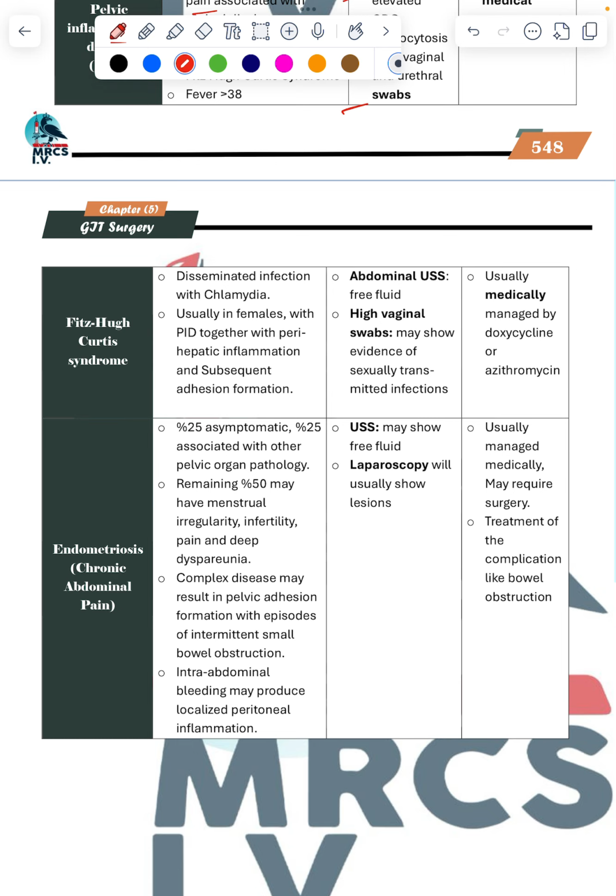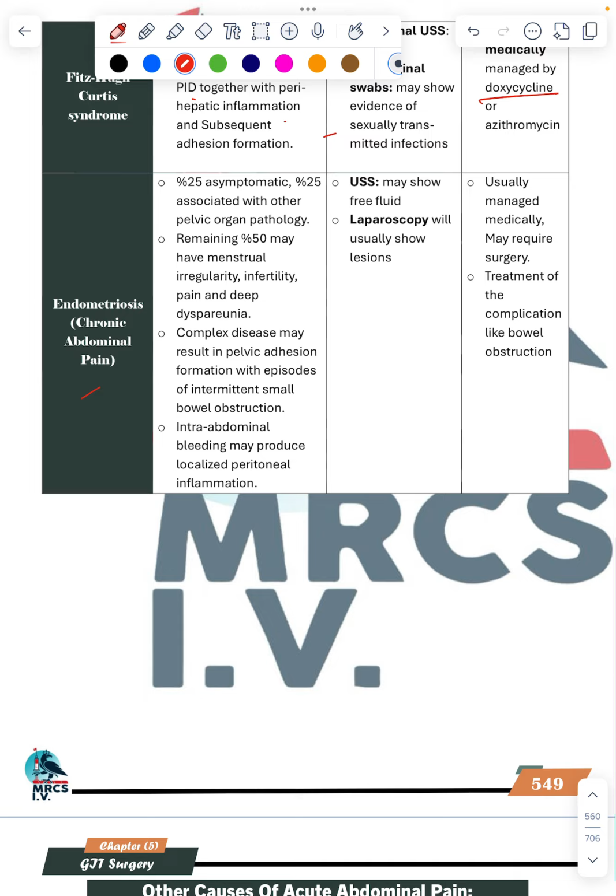Fitz-Hugh-Curtis syndrome is a disseminated infection of chlamydia, chlamydial infection and PID together with perihepatic inflammation and subsequent adhesion formation. Abdominal USG shows free fluid, and high vaginal swabs have to be taken, which may show evidence of sexually transmitted disease. It is medically managed with doxycycline. Endometriosis: chronic abdominal pain is there in 25% of patients, and the remaining 50% may have menstrual irregularity and infertility history. In this complex disease, pelvic adhesions may be found. Ultrasound and laparoscopy are used, and it is usually managed medically.